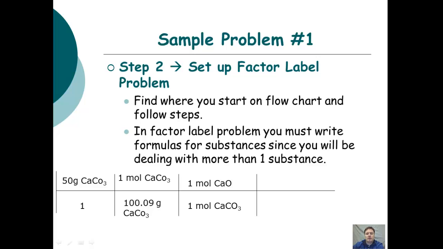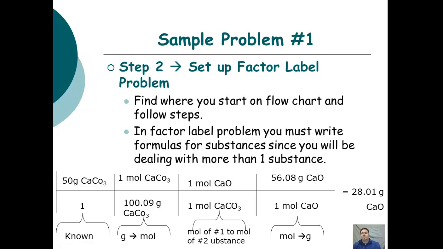And the last thing they wanted to know it, I believe, in grams. So we have to convert from moles of calcium oxide to grams of calcium oxide. We use that doing our formula weight. So 1 mole of calcium oxide is 56.08 grams of calcium oxide. Once again, moles cancel out. We're left with grams of calcium oxide. Okay. Now we need to do the math. So I would take my calculator, 50 times 1 times 1 times 56.08 equals, then divided by 1 equals, divided by 100.09 equals, divided by 1 divided by 1 equals, and you should get an answer somewhere here of 28.01 grams.